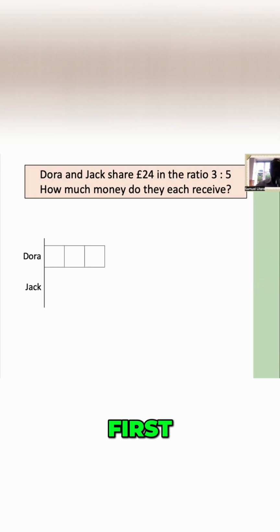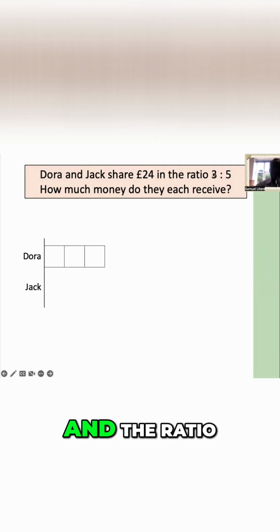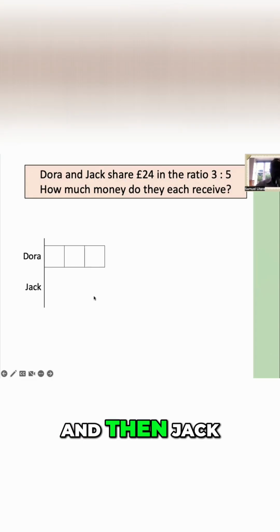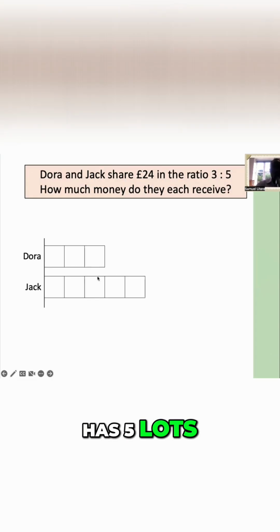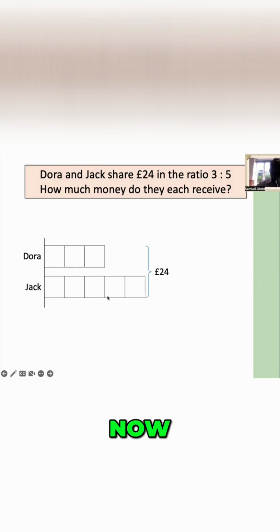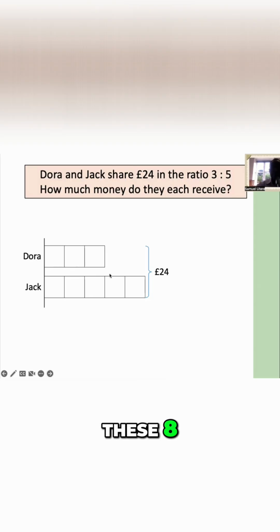Here, the first Dora refers to 3. You remember we use the names and the ratio numbers come in order. And then Jack has 5 lots. Now remember, with ratio, the parts are all equal. Now altogether, they have 24 pounds. So it means these 8 parts represents 24 pounds.